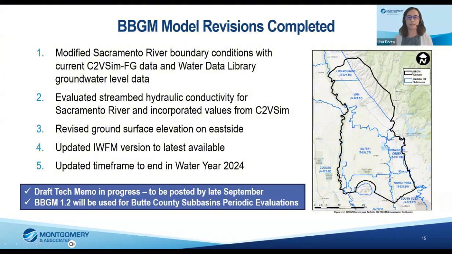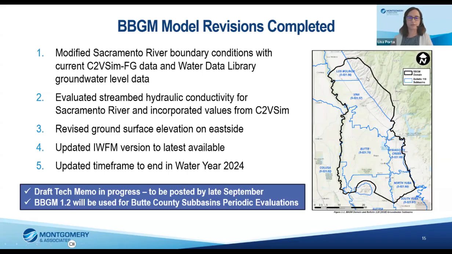We modified it to be more in line with the latest C2V-SIM fine grid data and also Water Data Library groundwater level data. So this is more now in line with what is regionally simulated and also with observed data. So this was a big change to this model. We also revised some of the hydraulic connectivity on the streams, again, to be more in line with C2V-SIM updates.